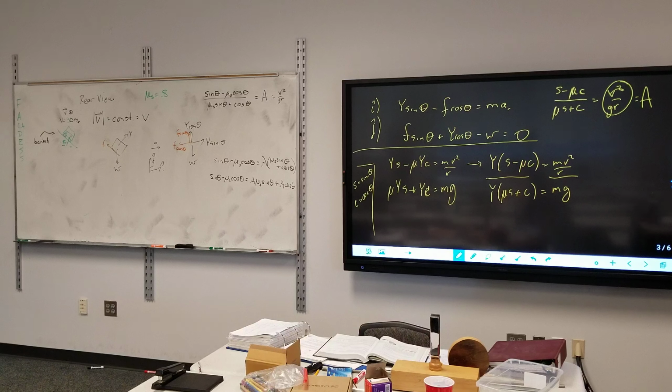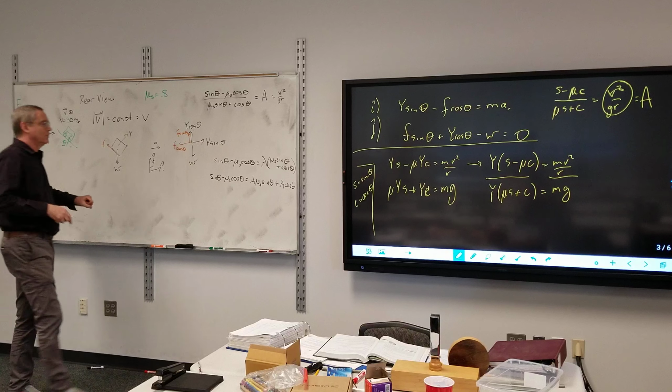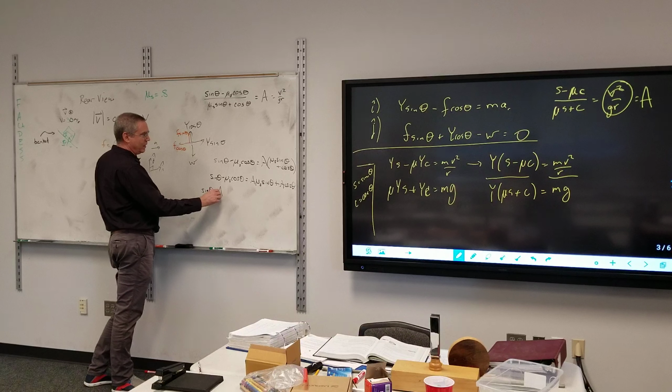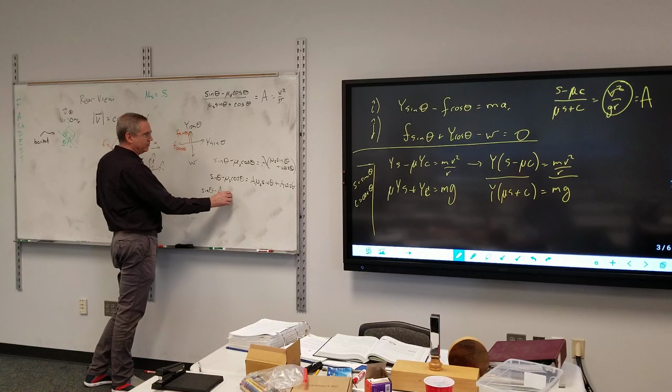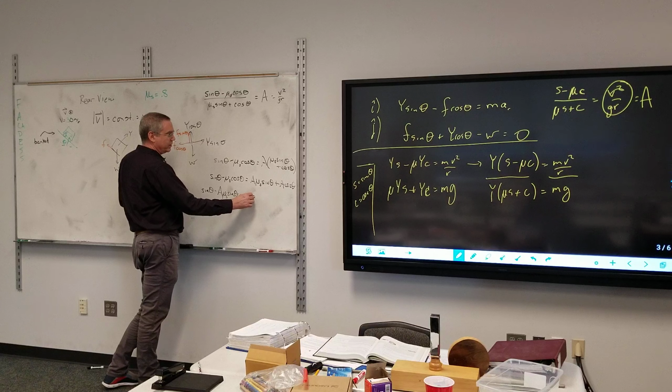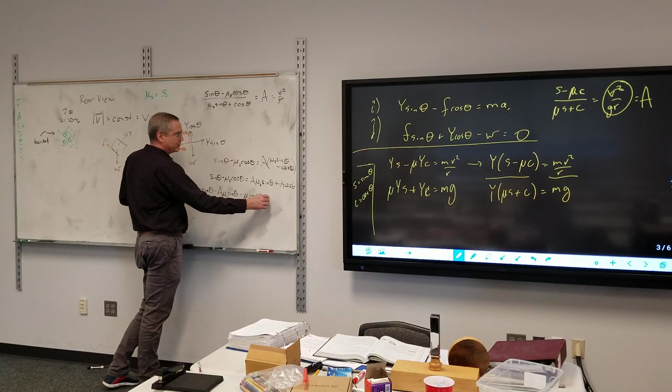So what were you thinking? I was thinking it might help to get the cosines on one side, the sines on one side. All right. So I got sine theta minus mu_s sine theta is equal to mu_s cosine theta plus a cosine theta.